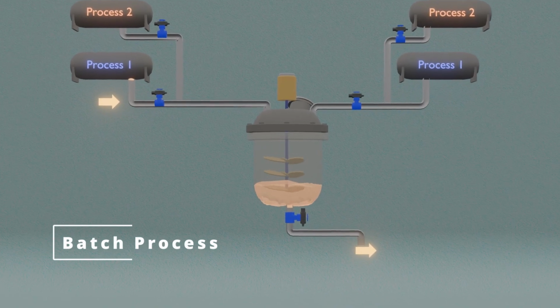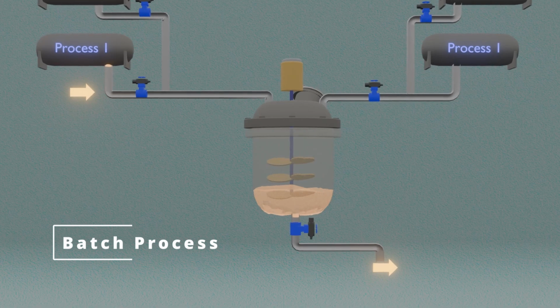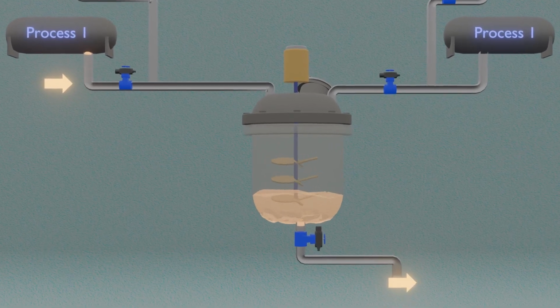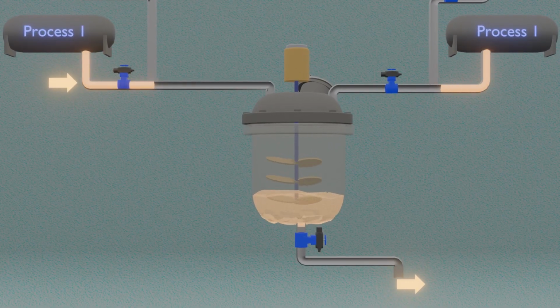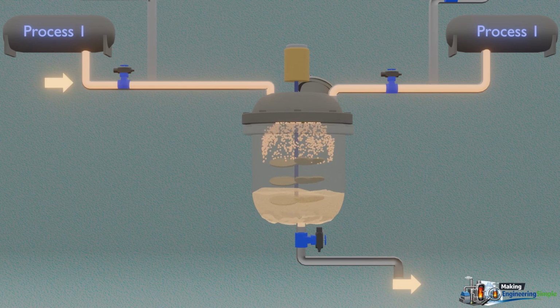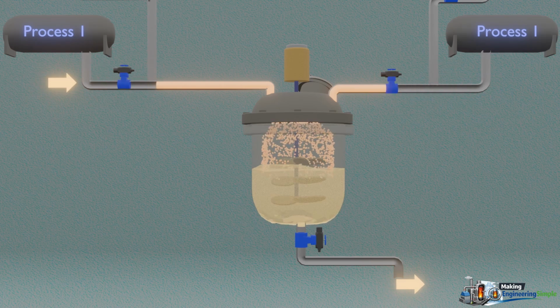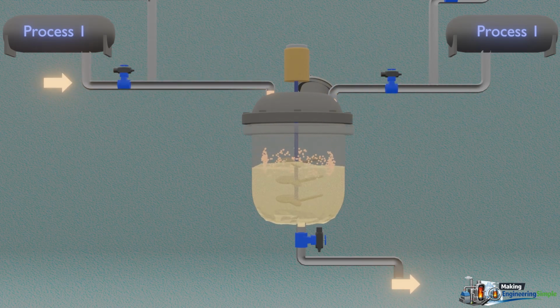Next, we have the batch reactor. For a batch process, you do not have any continuous flow. Firstly, you charge the vessel with a fixed amount of reactant and seal it. Then you let the reaction run for a set amount of time while monitoring the temperatures and pressures. Nothing enters or leaves while the main reaction is happening.